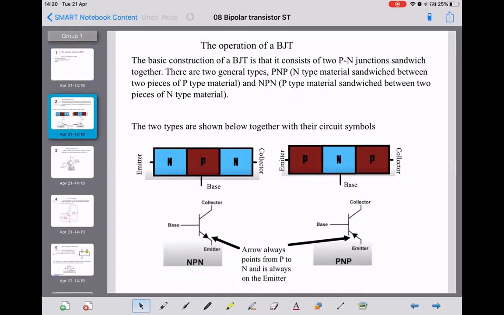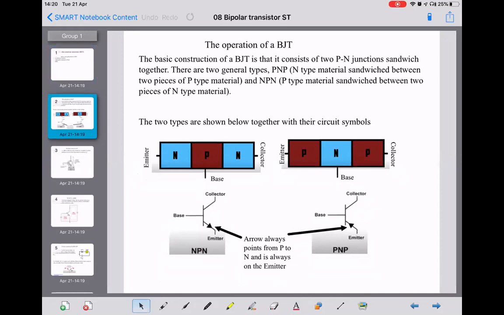So, operation of a bipolar junction transistor, or BJT. It consists of two PN junctions sandwiched together. So you've got two types that you can have. PNP, where you have an N material sandwiched between two pieces of P material, like it shows on the left, called a PNP transistor. And then an NPN transistor, where there are two pieces of N material with a piece of P material sandwiched between.